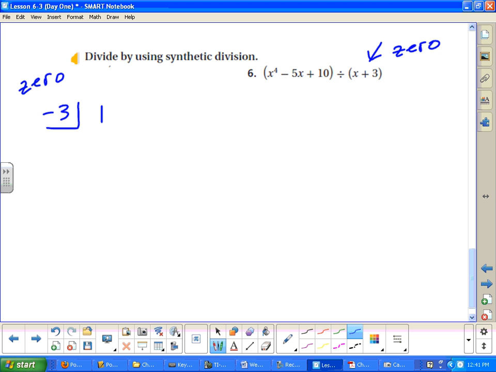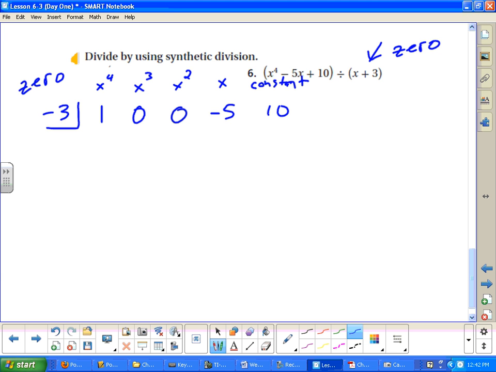Now, every term must be represented. So if I start at x to the fourth, I must have x cubed represented, x squared represented, x, and a constant. Since there's no x cubed or x squared, I have to put zeros in to represent them. So basically, it's the coefficient of x to the fourth, coefficient of x cubed, because there's none of them, it's 0. Coefficient of x squared, since there's none of them, it's 0. Coefficient of x is -5, and then the constant is last, and that's +10.